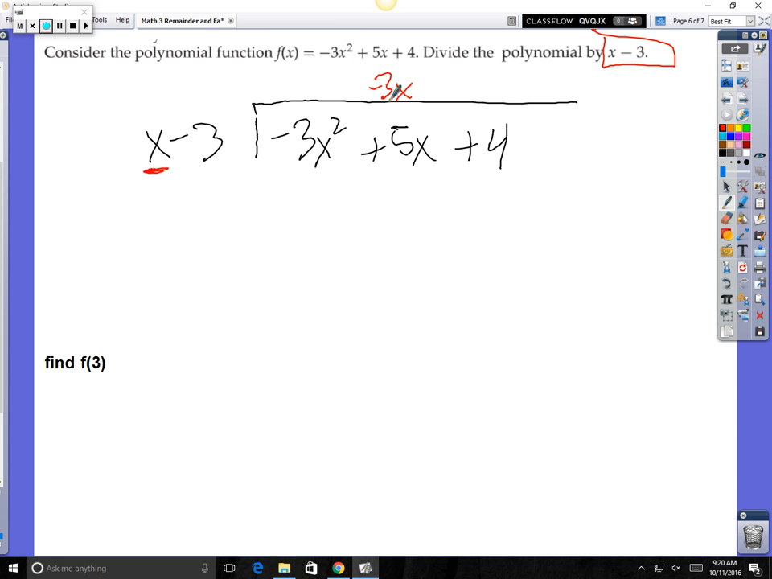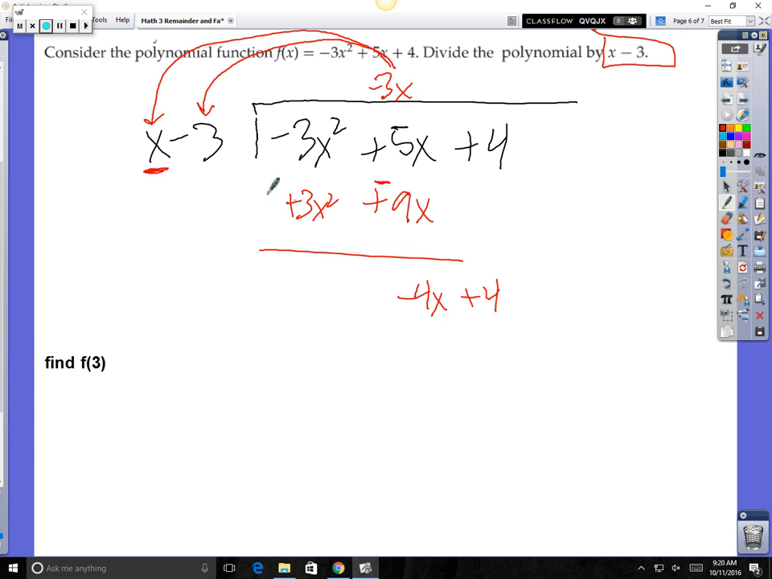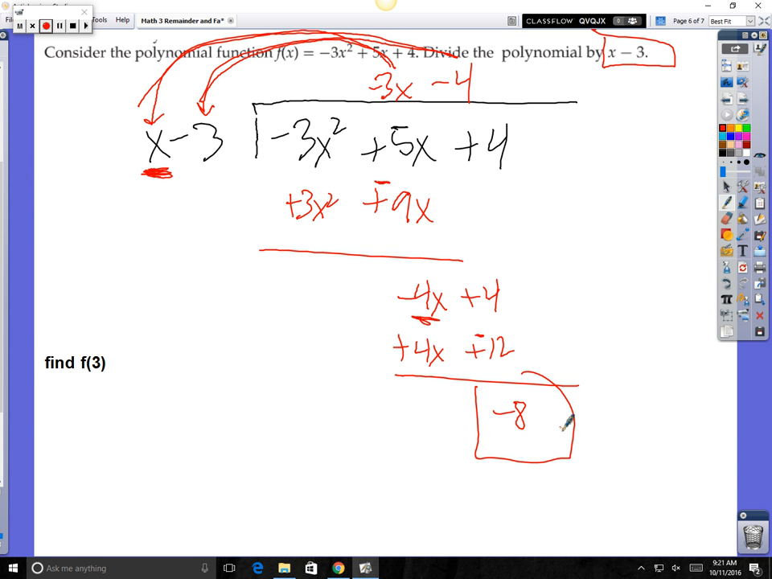Minus 3x, because a minus 3x times x is a minus 3x squared. A minus 3x times a minus 3 is a plus 9x. Now change the signs. Change that to a plus, change that to a minus. So these should be minus 4x. Bring down the 4. Times x by a minus 4, and a minus 4 times x is a minus 4x. But a minus 4 times a minus 3 is a plus 12. And now you have to change the signs. Change that to a plus, change that to a minus. Remainder's negative 8. Nice.